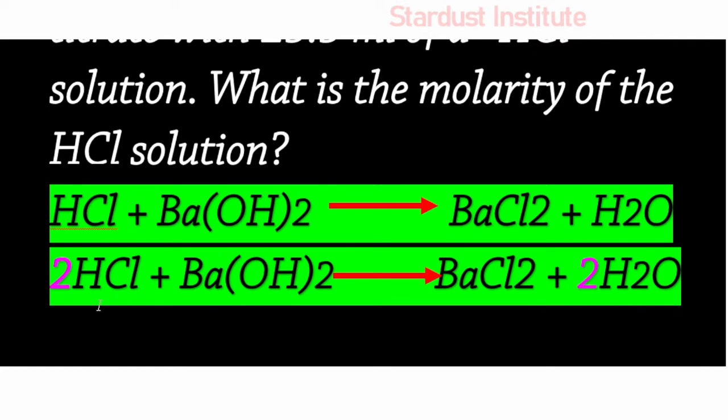Now you can see on the left hand side 4 hydrogens, on the right hand side 4 hydrogens; on the left hand side 2 chlorines, on the right hand side 2 chlorines; on the left hand side 1 barium, on the right hand side 1 barium; on the left hand side 2 oxygens, on the right hand side 2 oxygens. Now the chemical equation is balanced. According to the balanced chemical equation, we can find the ratio. After that, we can find the answers slowly, step by step.